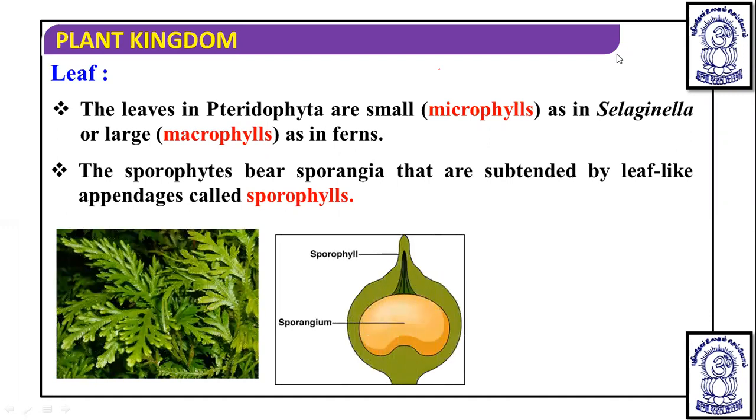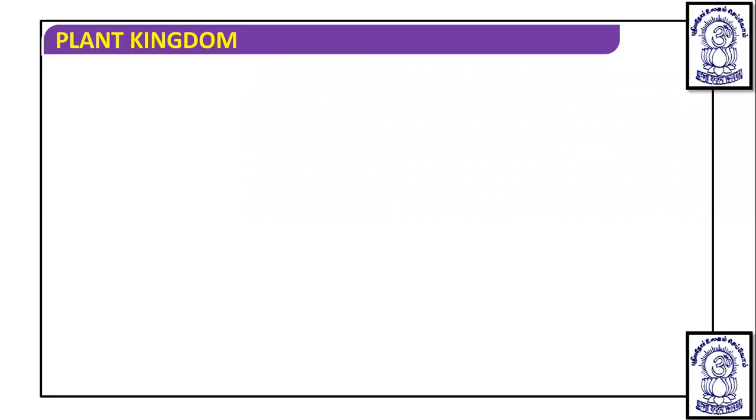Okay, so this you can see. This is the sporophyll diagram in which the sporangia is present, which is a spore-producing body, that is a sporangium. Okay, so these are some of the things related to the pteridophyte and some of their characteristics with respect to differentiation.